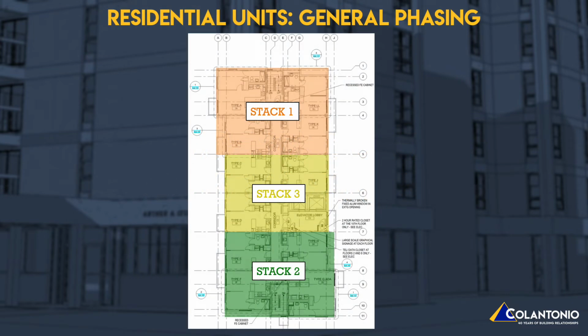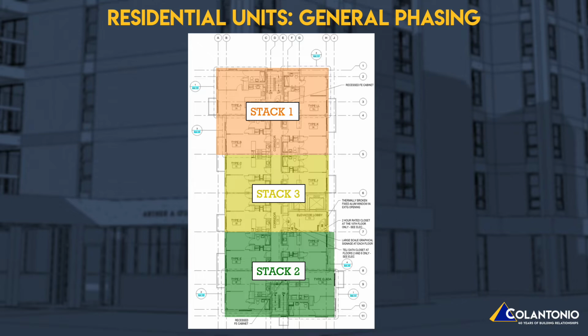To facilitate construction with the 16 vacant units, we have divided the residential work on each floor into 3 vertical stacks. This floor plan is typical of levels 2 through 10. Stack 1 consists of 4 units on each floor. These are units A, B, K, and LL.